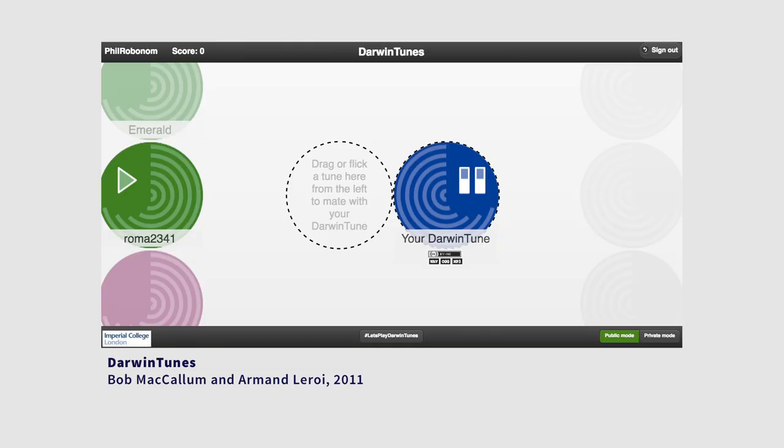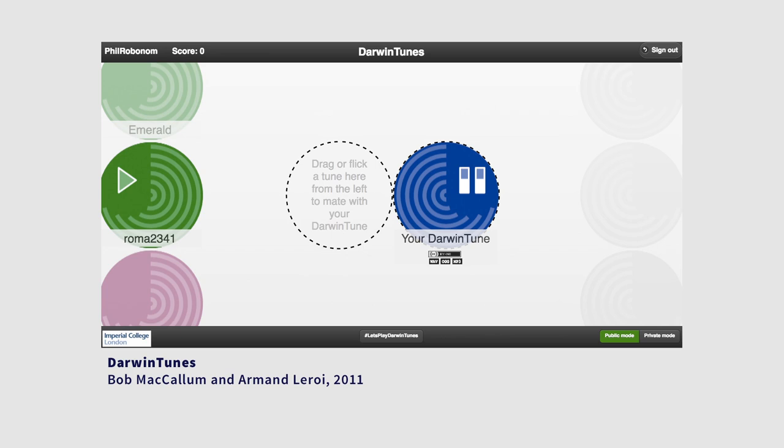Most recently, DarwinTunes is a project by researchers Bob MacCallum and Armand Leroi at Imperial College London. This web-based project allows its user to generate electronic music loops. The user chooses pairs of loops in a population of 8 loops. The pairs reproduce sexually and populate the next generation of musical loops with hybrids and variations. The system encourages collaborative evolution and is gamified in that users get points whenever other users select their loops to be parents of their own productions.